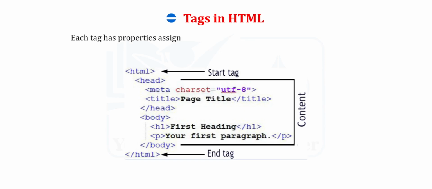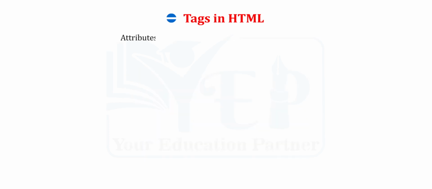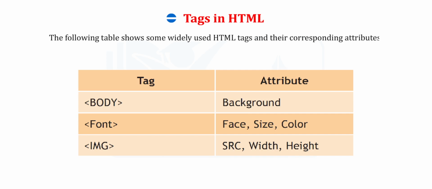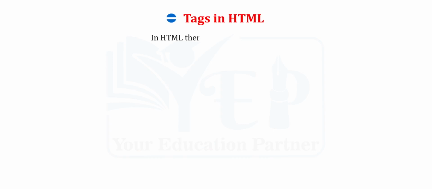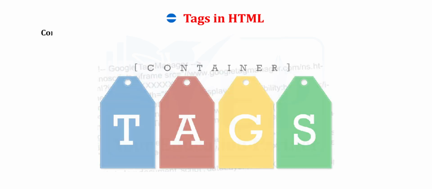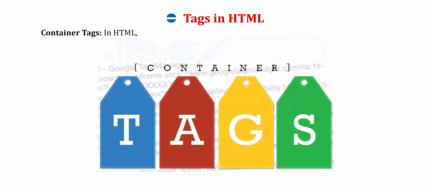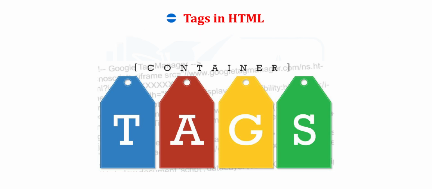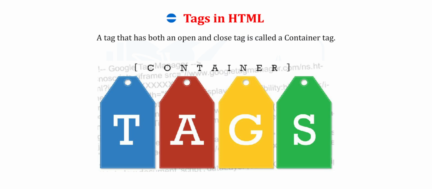Each tag has properties assigned to it, and these properties are called attributes. Attributes are used to change the properties of a tag. The following table shows some widely used HTML tags and their corresponding attributes. In HTML, there are two types of tags. Container tags. In HTML, the basic rule of writing tags is that each tag should have an open tag followed by a closing tag. A tag that has both an open and closed tag is called a container tag.